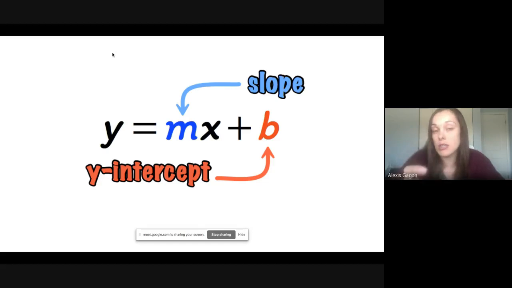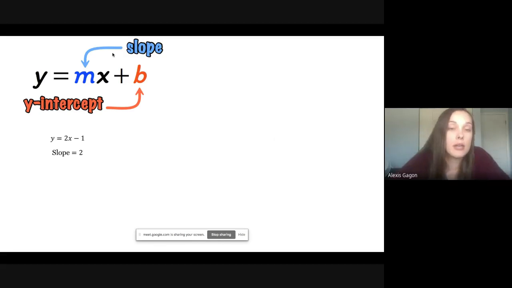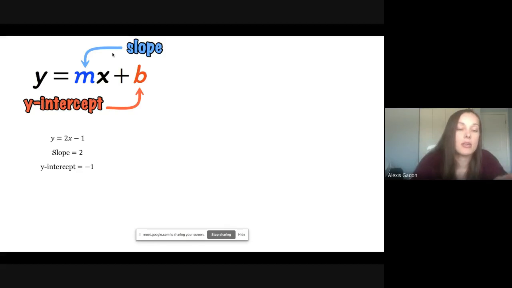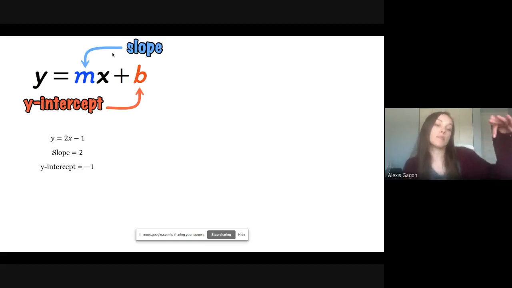There's going to be a question on the quiz that's going to literally say, what is the slope of this and what is the y-intercept? So if you're given the equation y equals 2x minus 1, the slope there is 2, and the y-intercept is negative 1. If you were to graph this, you would start at negative 1 on the y-axis. Since the slope is 2, you'd go up 2 and over 1, and that would be the line for that.